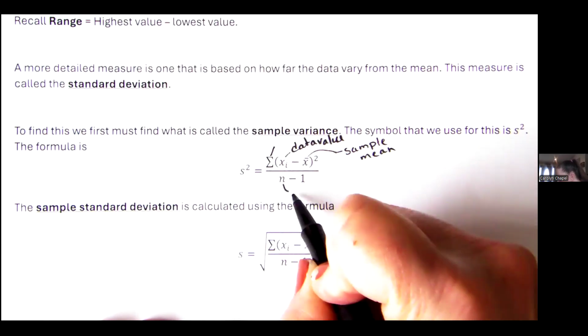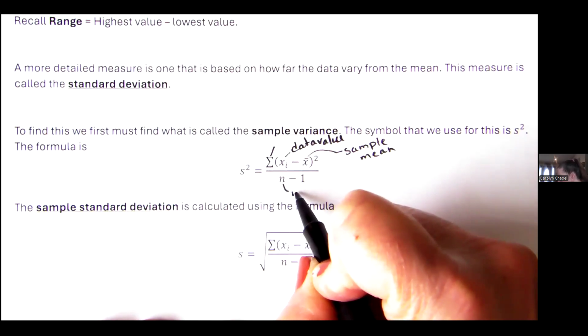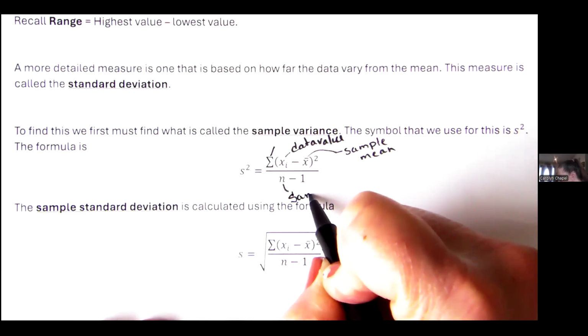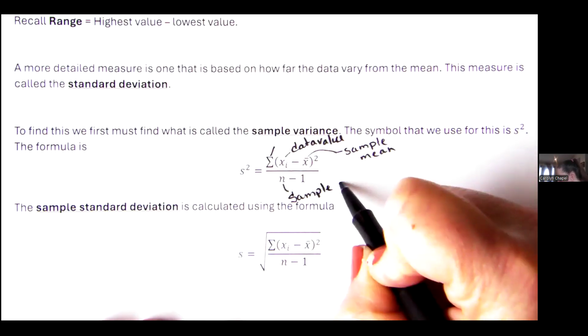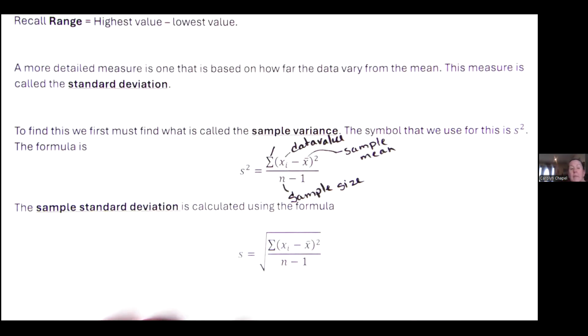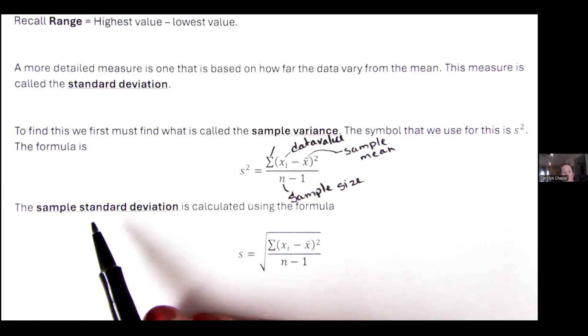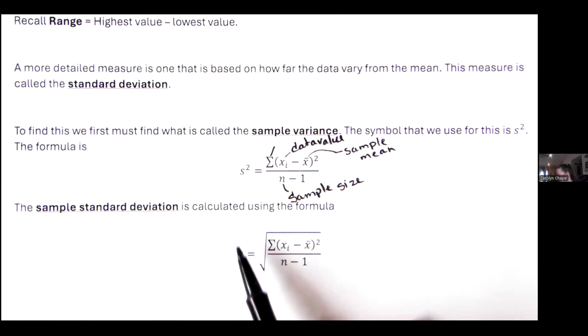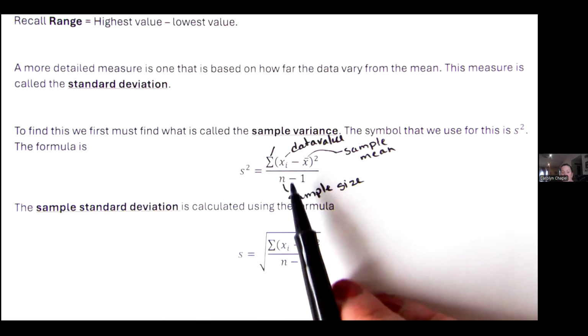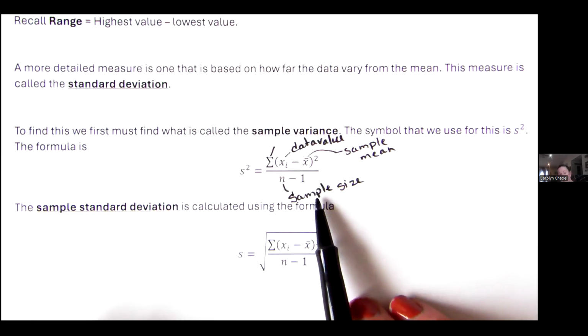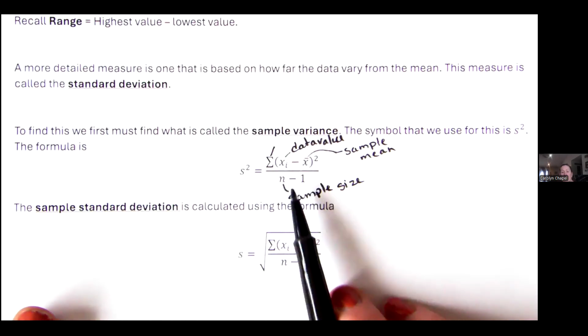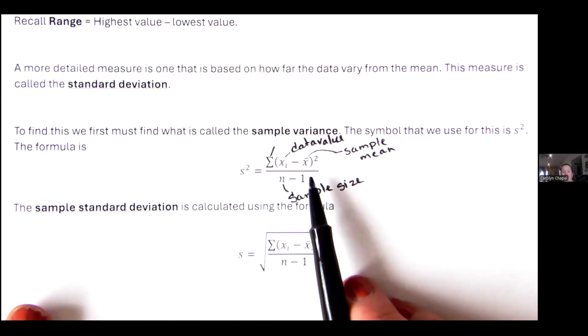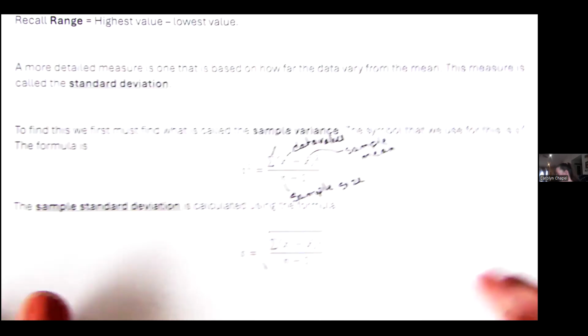And my N is my sample size, and we do subtract off 1. And then to get our sample standard deviation, which is S, we just take the square root of this whole thing. Okay. When I go through the example, I'll walk through these pieces so that hopefully they become a little bit more clear as to what we are doing and why we do it.